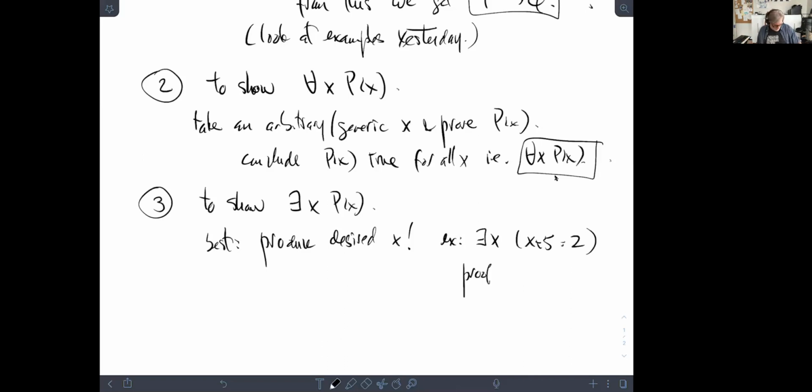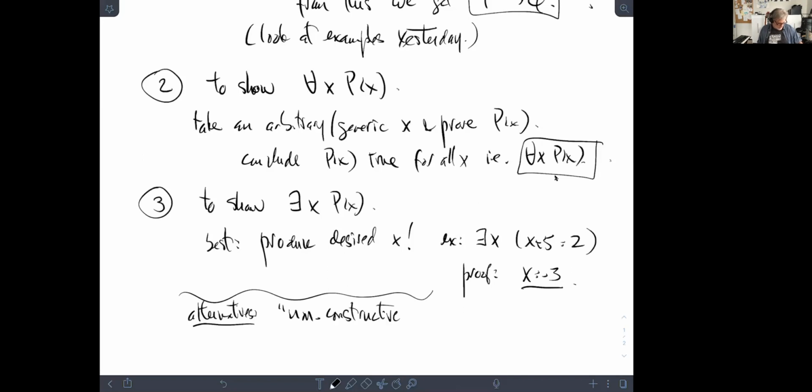So proof: x equals -3. That's the proof. You don't need to do anything. You plug in -3 in there and that's it. Unfortunately, that doesn't always work. Alternatives: there are many, and I'll show you. What we'll call non-constructive proofs. So it's possible to show the existence of something without actually providing it.